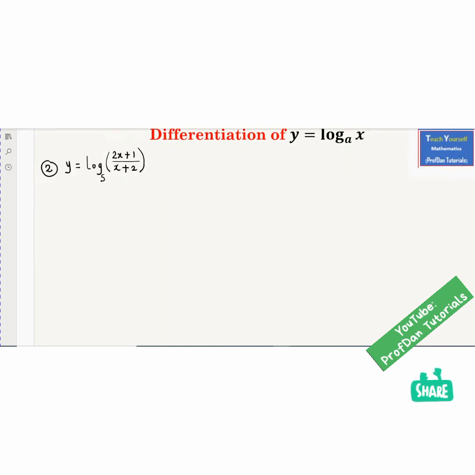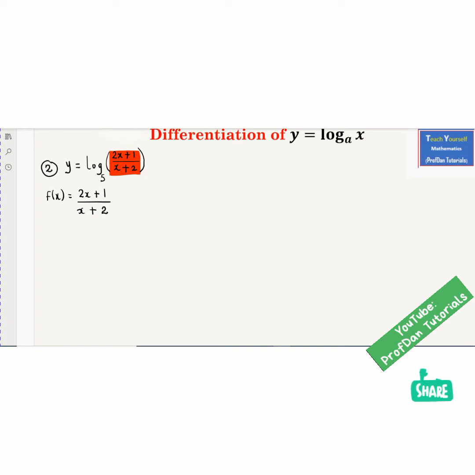Example 2, we've got this. Okay, so identify your function of x, which is this. This is a fraction in this case, so our function of x is 2x plus 1 over x plus 2. In our video on this type of differentiation, that's when we talk about quotient rule. So you have to apply quotient rule to be able to differentiate this easily.